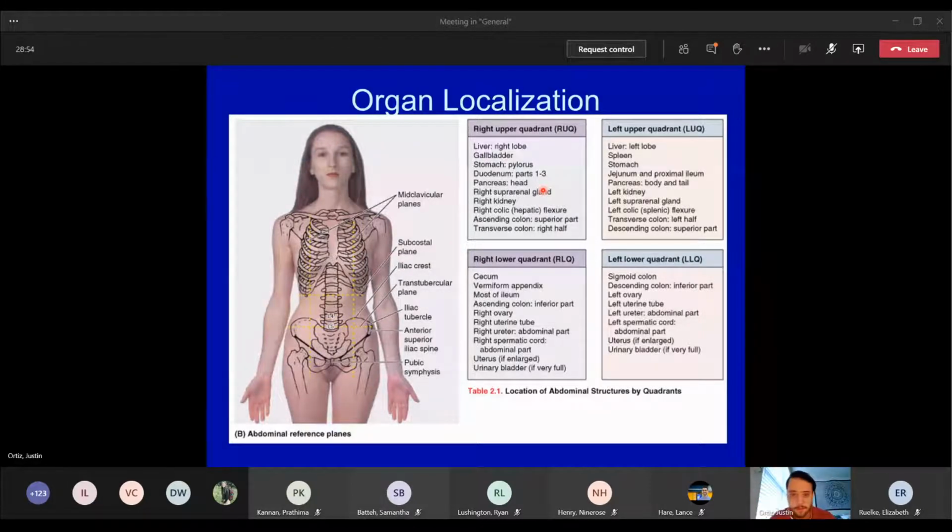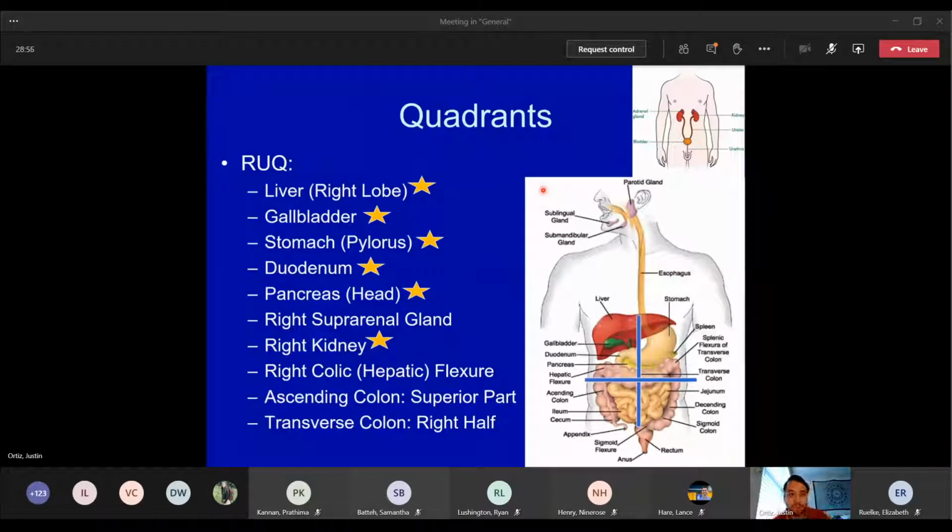All right. So the right upper quadrant. Basically, this is the same exact thing that was in the column, or in the box thing. For the right upper quadrant, I just highlighted or put a star next to the things that I believed were the highest yield. For example, the liver and the gallbladder are for sure things that you have to know are in the right upper quadrant.